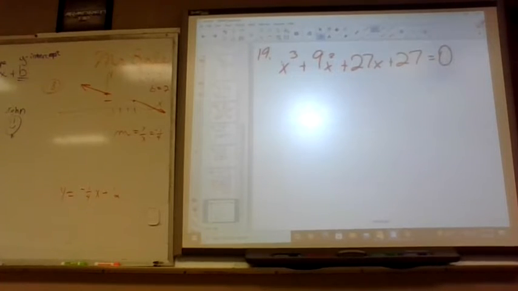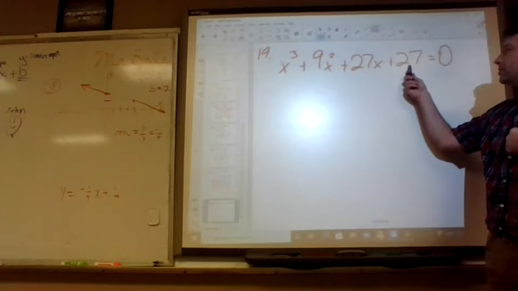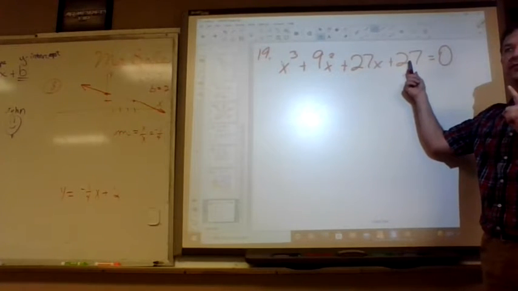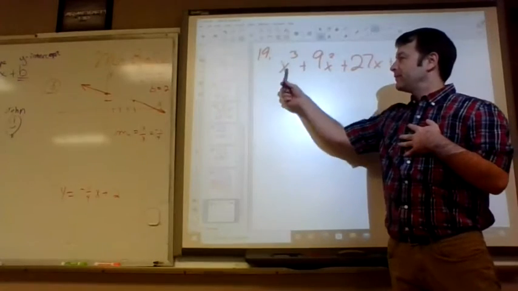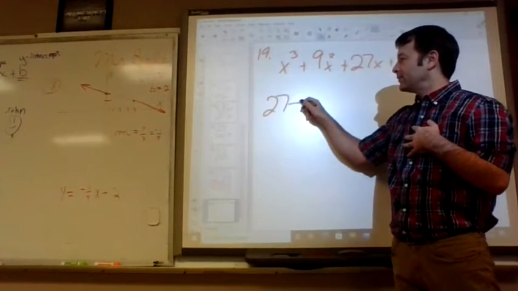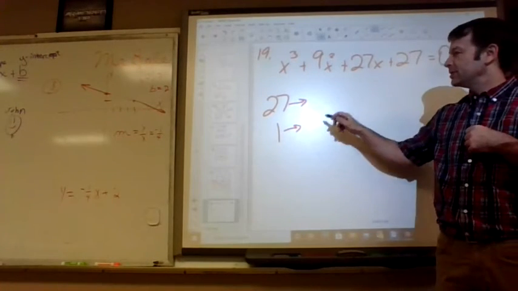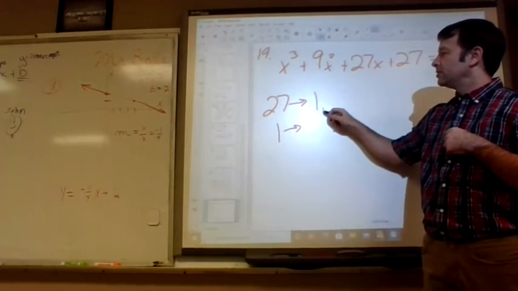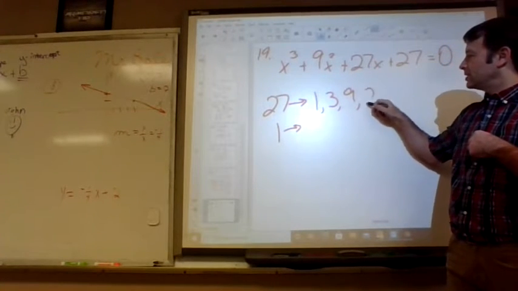You take the last coefficient and the first coefficient. Close. You take the factors of each. You do the factors of 27 over the factors of 1. The last coefficient and the first coefficient. What goes into 27? 9, 3, 1, 27.